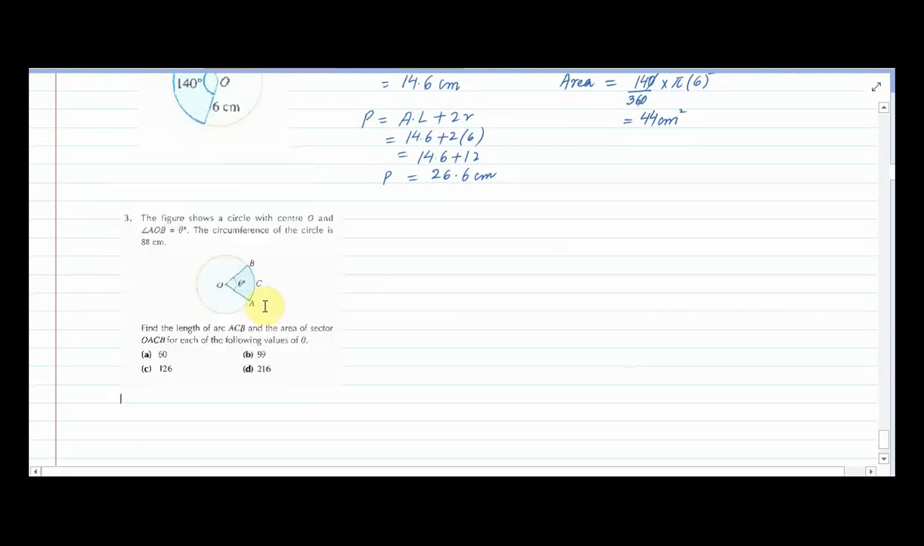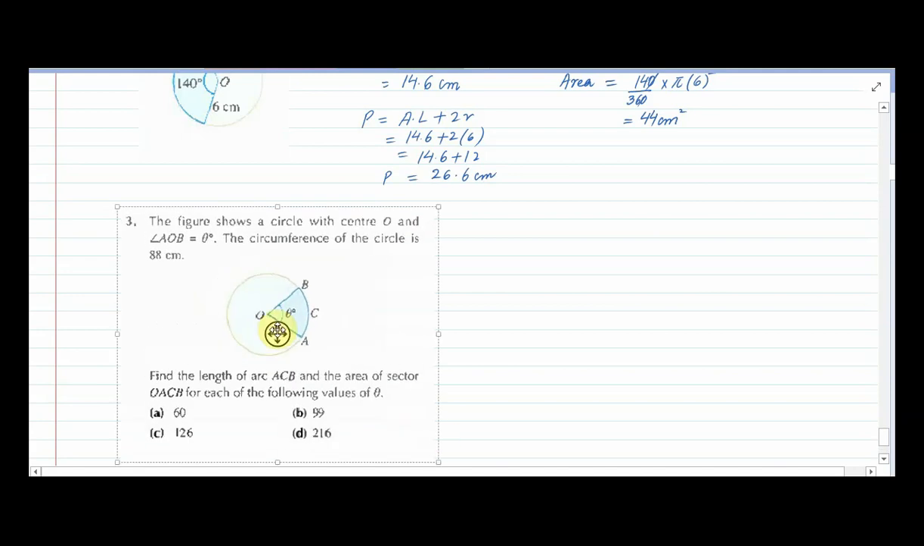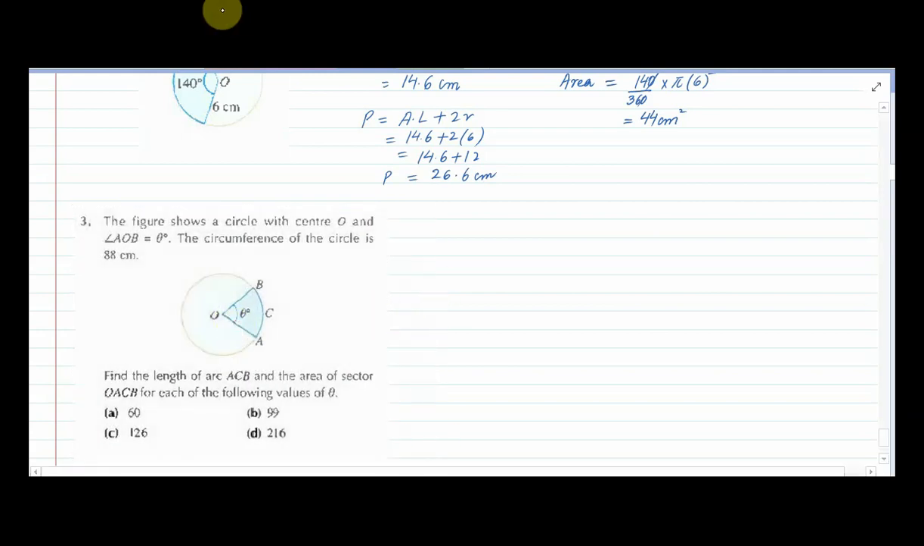Now after this question, moving on to the next one, it's question number 3. First read the question carefully. It says the figure shows a circle with center O and AOB is theta. The circumference of the circle is 88 centimeter. Find the length of arc ACB. That means in every question you need to find arc length and area of sector.